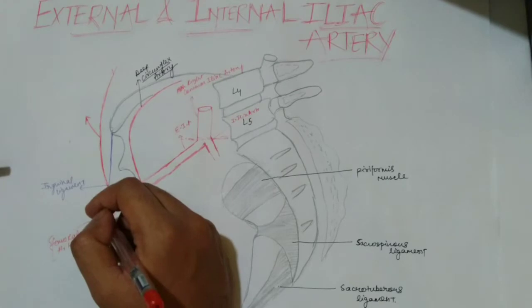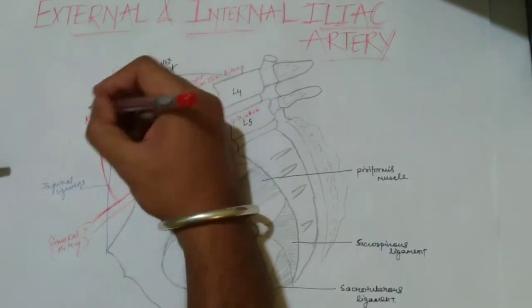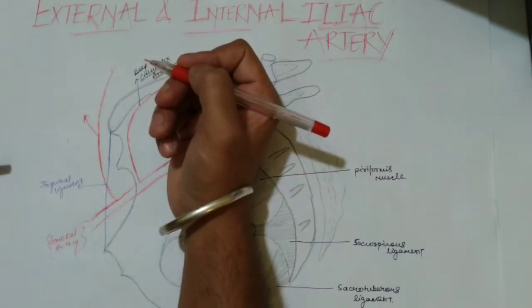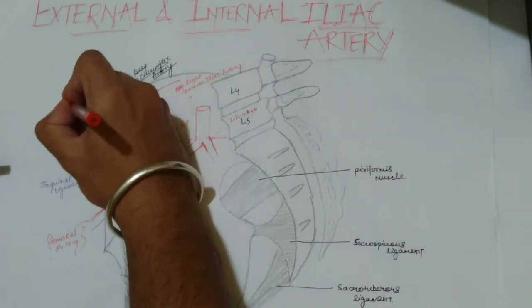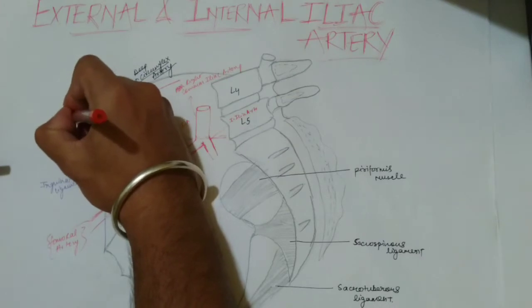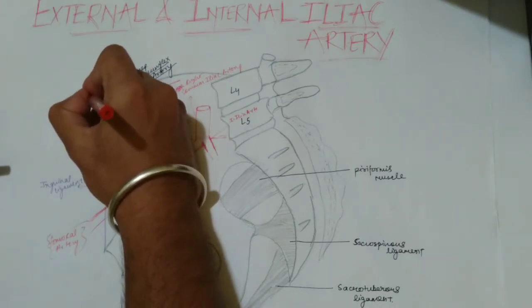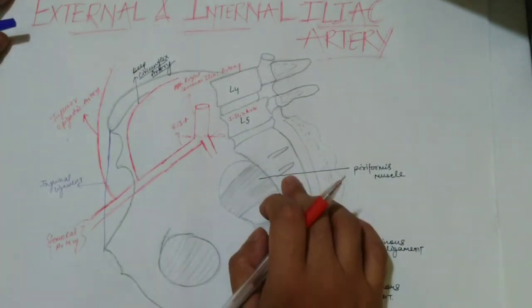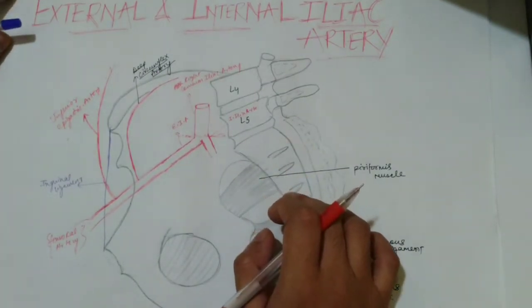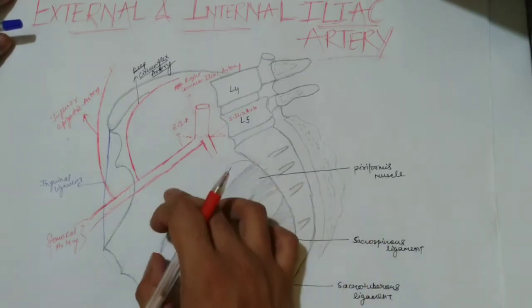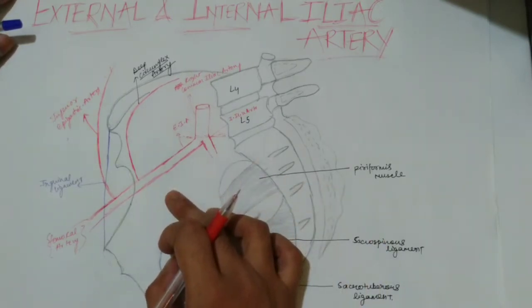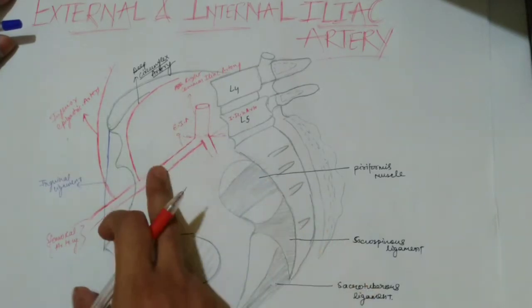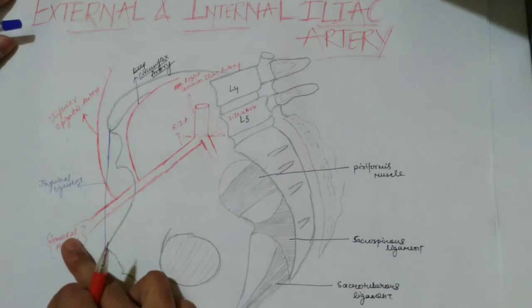Now this is your inferior epigastric artery. It does anastomosis with your superior epigastric artery, which is a continuation of your internal thoracic artery. Now we are complete with the two branches of our external iliac artery. The external iliac artery has only two branches, and it further continues to supply your lower limb.